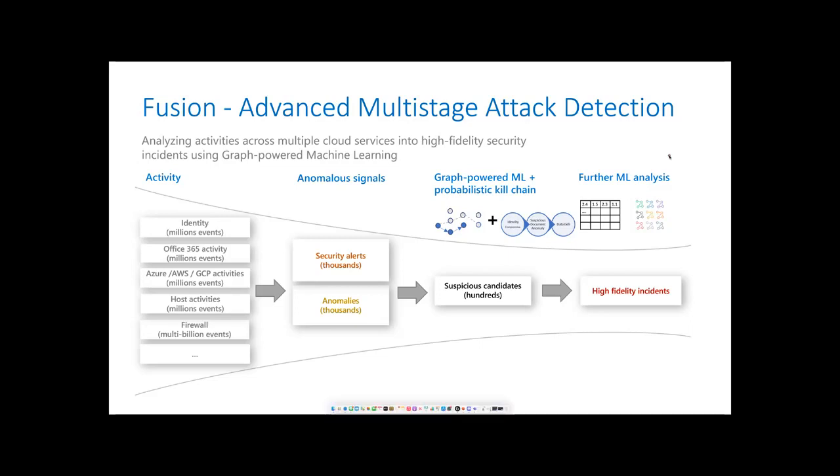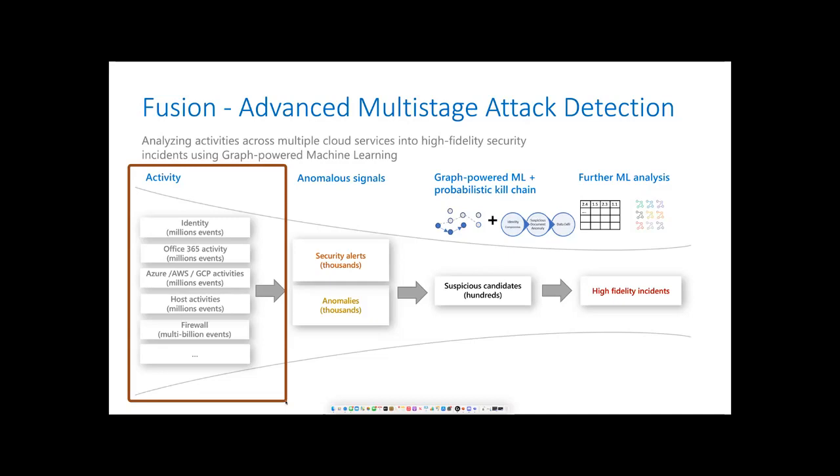So here, we are looking at all the activity across your environment. This includes multiple cloud services: Azure, AWS, and GCP activities. We're looking at your Office activities. We are also looking at the millions of events that are coming from your identity providers.